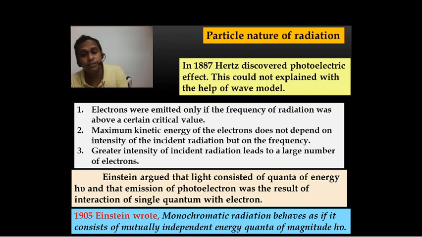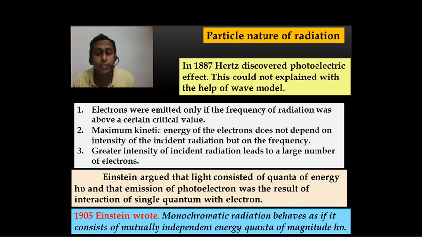In 1887, Heinrich Hertz discovered the photoelectric effect. The photoelectric effect was not discovered by Albert Einstein. Albert Einstein gave a satisfactory explanation of the photoelectric effect, and he secured the Nobel Prize, not discovered. Hertz discovered the photoelectric effect, and the wave theory of light could not explain it.